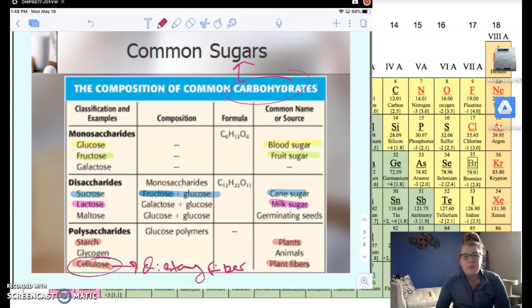So these are just some common things that you've probably heard about or seen. And now you specifically know if they're a monosaccharide, a disaccharide, or a polysaccharide. And again, based on if it's mono, di, or poly, our body treats it differently.